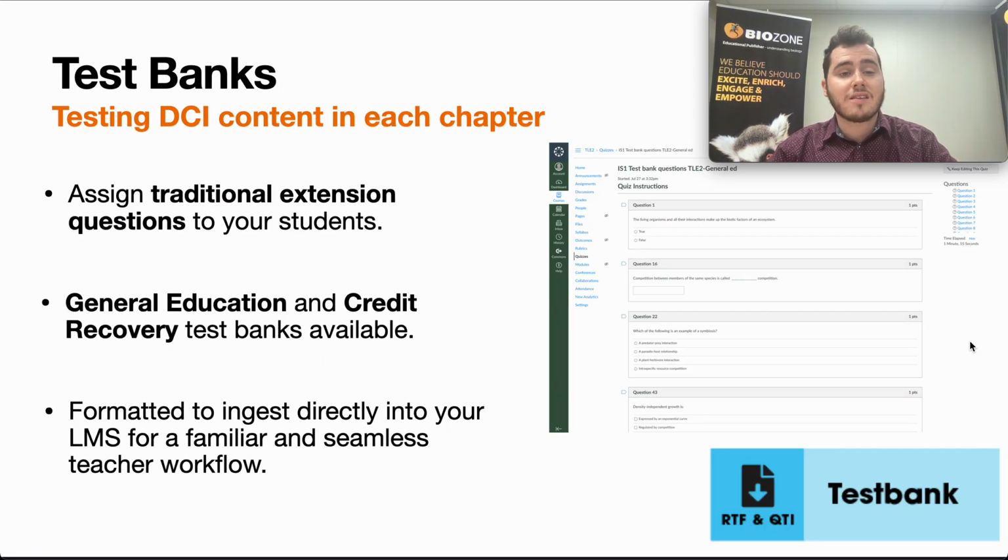Next, we have test banks. These are testing the DCI content within each chapter of the book. It allows you to assign more traditional extension questions to your students. You may find as you're exploring the Biozone books that there are more essay-type questions. This allows you to provide traditional questions such as true, false, multiple choice, fill in the blanks, for example. These are provided in both general education and credit recovery test banks, and they're formatted in a way which can be ingested directly into your learning management system, as well as plain text format for you to edit.